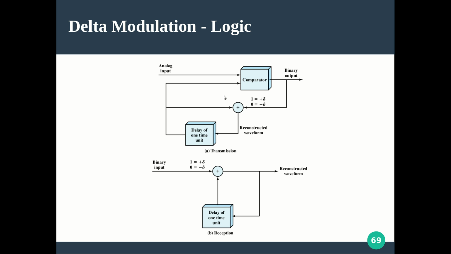If it is lower than the previous value of the staircase function, this is where the staircase function is generated, fed back by a feedback mechanism. We compare the previous value of the staircase function with the analog value which is to be converted into digital form. If it is higher, 1; if it is lower, 0. Like that we generate the binary input. 1 corresponds to a positive step size, plus delta, for the staircase function, and 0 corresponds to minus delta. So for the previous staircase function value, if it is 1 we give an up movement, if it is 0 we give a down movement.